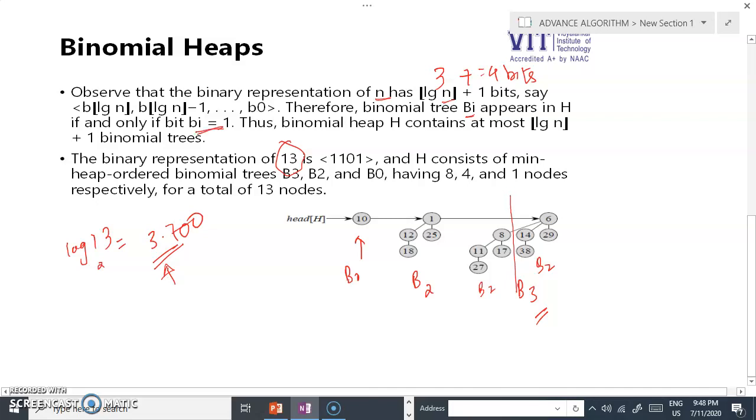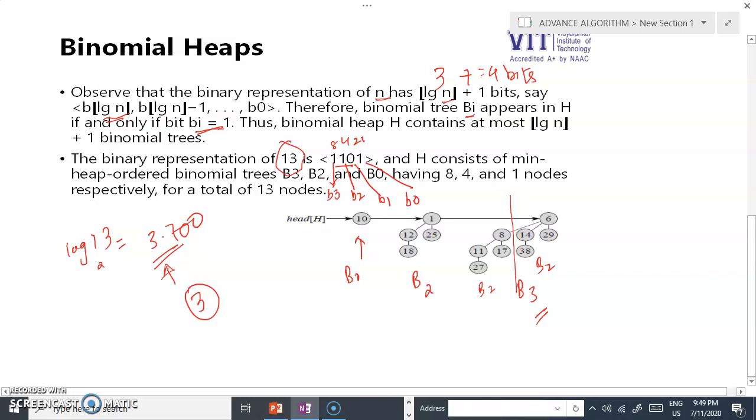Now, what do you mean by that? Let me demonstrate. See, the binary representation of 13 is 1, 1, 0, 1. It is 1, 2, 4, 8. 8 plus 4 is 12, plus 1, 13. Now, this is actually what? This is 3. Why am I saying lower bound of log n? So for 13, the lower bound will be 3. So this is actually B3. This is B3. This is B2, this is B1, and this is B0.